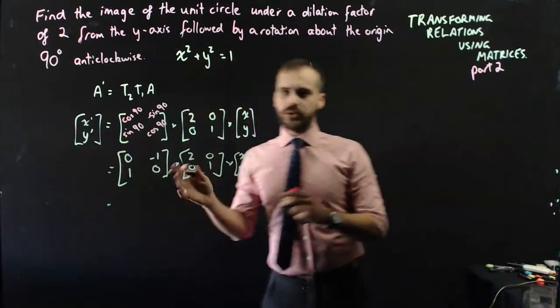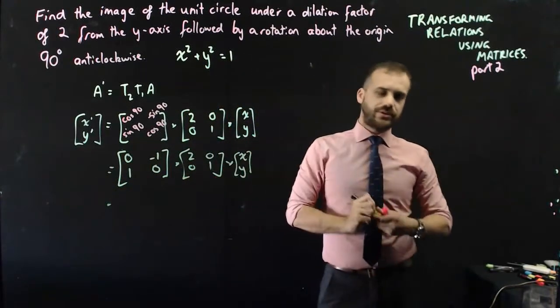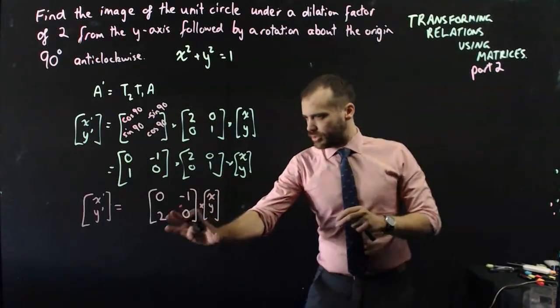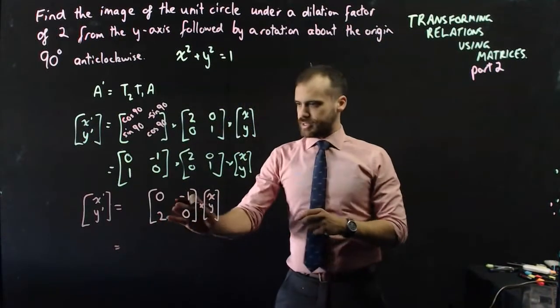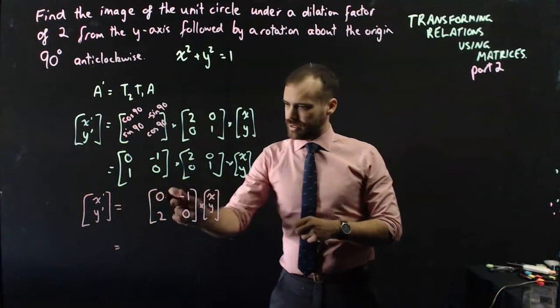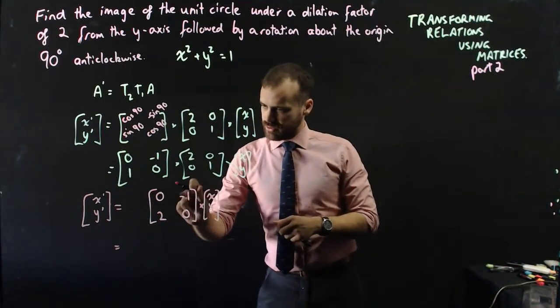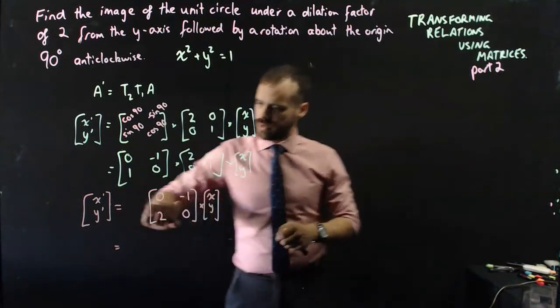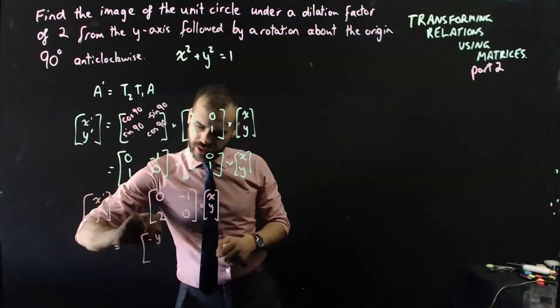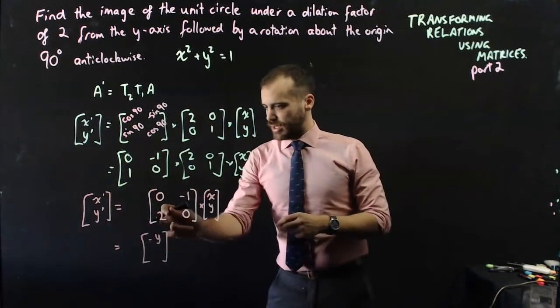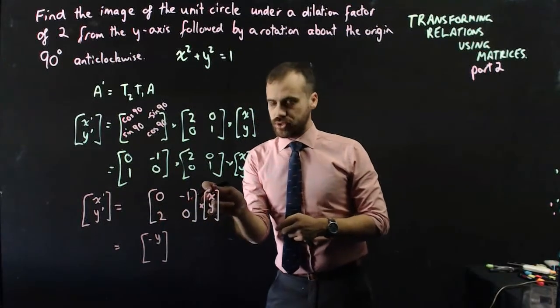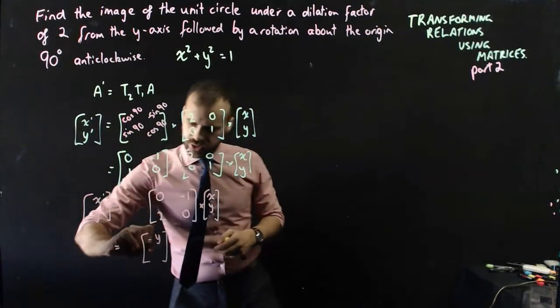Now, you should pause the video, you should do it. I'm just going to do it in a single step. Alright, I'm going to hold there, and I might just do this last step on camera. I've just multiplied those two together. Now, 0 times x is 0, negative 1 times y is negative y. So we get negative y there. And 2 times x is 2x, 0 times y, and I get 2x there.